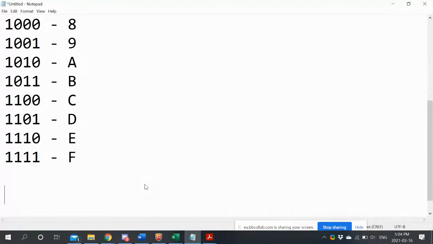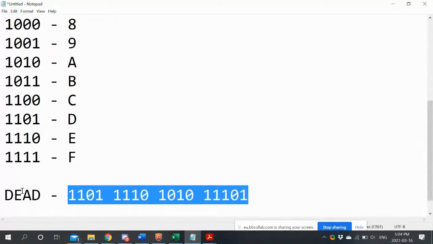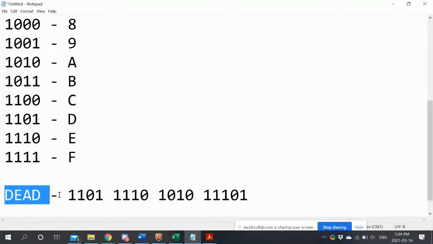All right, so let's say we wanted to do, I don't know, DEAD in binary. How would we do that? We simply look up the corresponding letters: D is 1101, E is 1110, A is 1010, and D again is 1101. You can leave the spaces in it because it is easier to read. This is the binary version of that hexadecimal value. Saw how easy it was to convert.